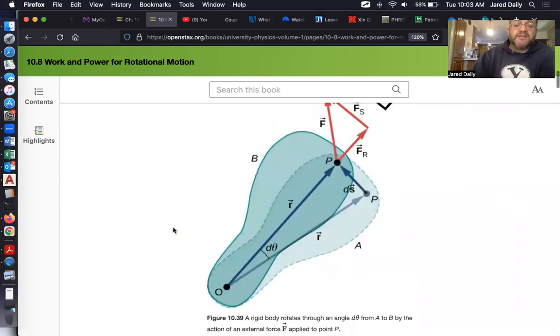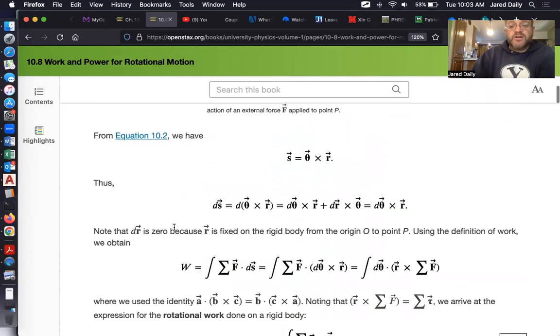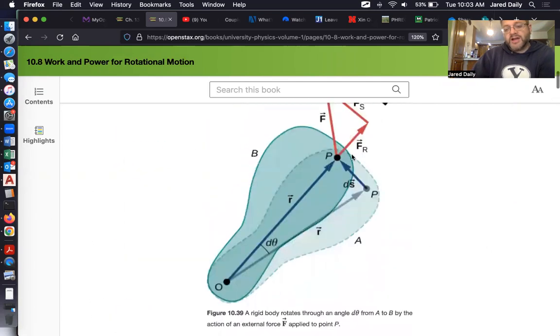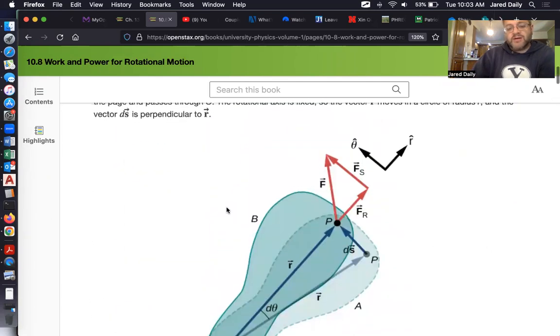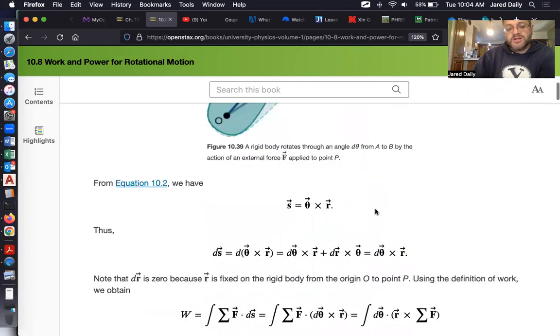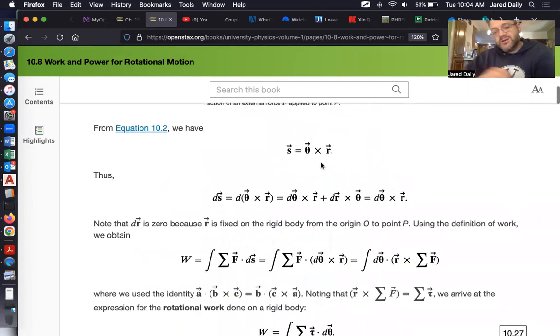Well, they go through the math of this. When it's rotation, not only do you have force times distance, but we have rotation now. So we're going to end up with cross products that relate distance. Our distance is now going to be an arc length, a distance around a rotation, in other words. And that's going to be related to the radius and the angle. So we do that work.